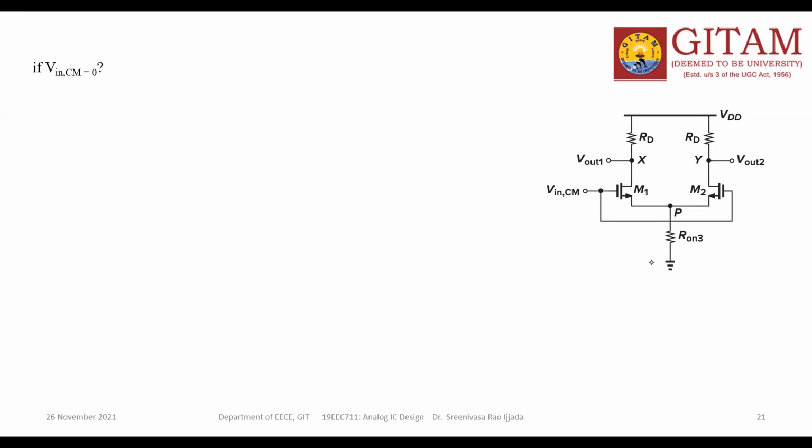It is not mandatory that all signals should carry some amount of common mode value. Suppose you take this signal, this is 0, this is plus 2, and this is minus 2. This signal does not carry any common mode. Understand? Because what is the DC value here? 0.